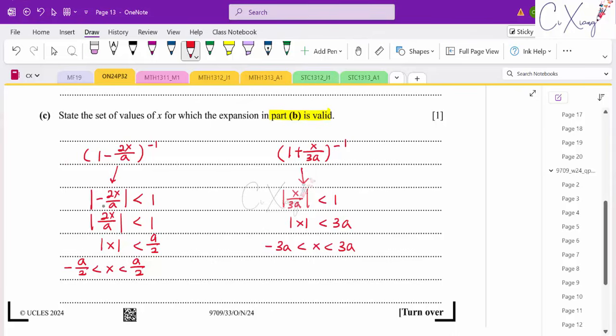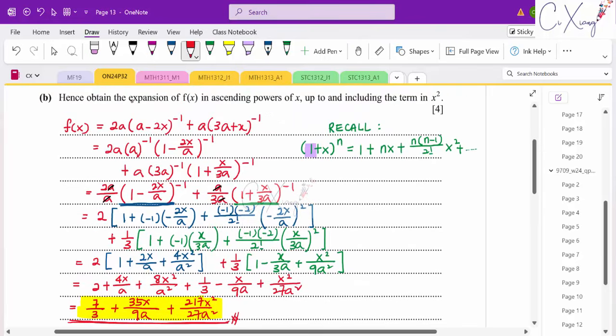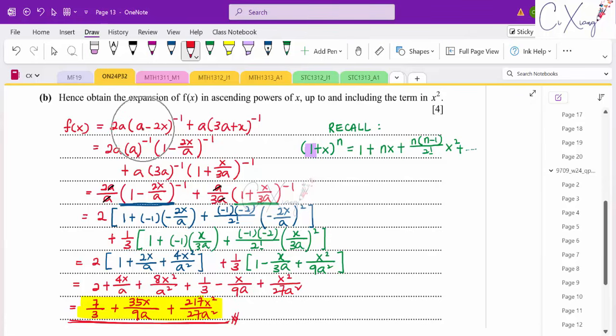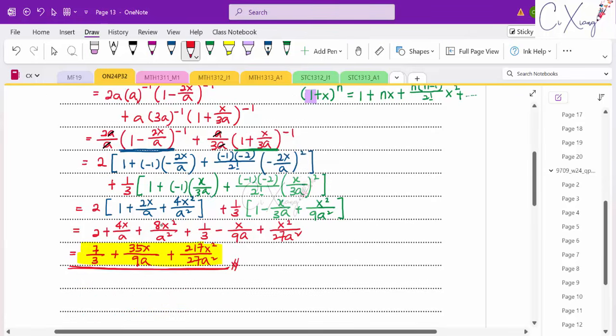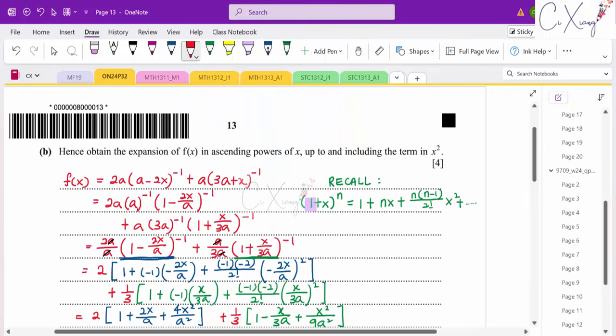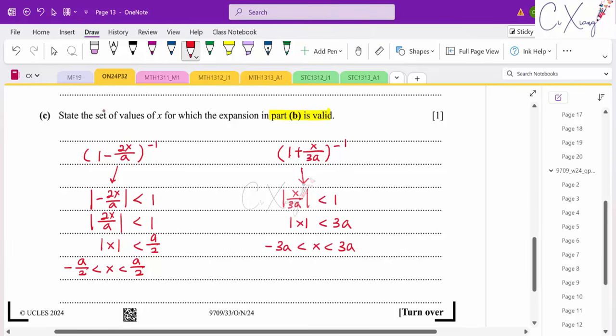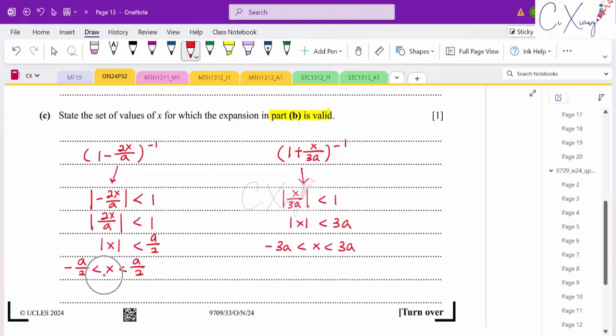Okay, but we have these two sets of values for x. In our previous part, you can see that the expansion is all together one. I mean, in the final answer, we combine the answer for these two expansions. So to make sure that x is valid for both brackets, we choose the set of values for x which is the smaller set. This is the smaller set, and this is the larger set, right? So we'll choose the smaller one. And therefore the answer is negative a over 2 to positive a over 2.